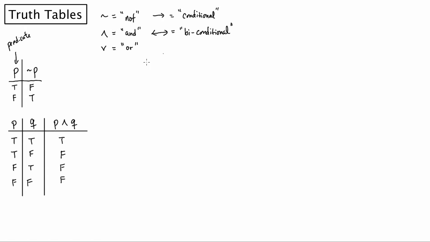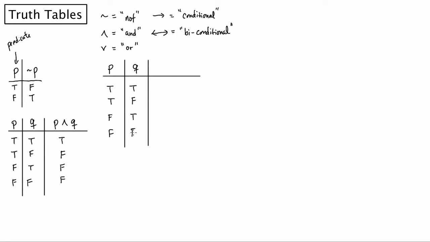All right, let's move on to OR. OR is also a binary operator, so we're going to need two predicates and all possible truth values, and then let's look at P or Q. So true or true is true. The way that the OR operator works is the statement's true if at least one of the arguments is true. So true or false is true, false or true is true. These are all true. The only one which is false is if both statements are false.